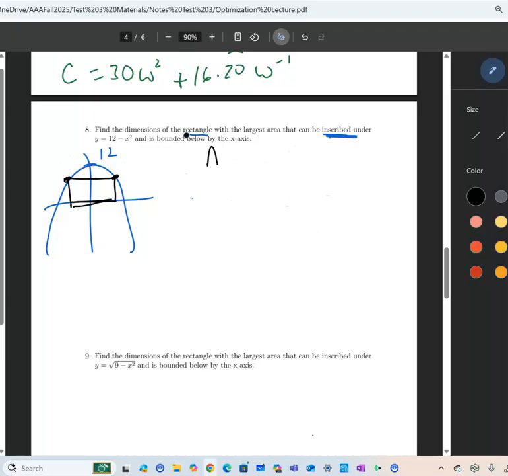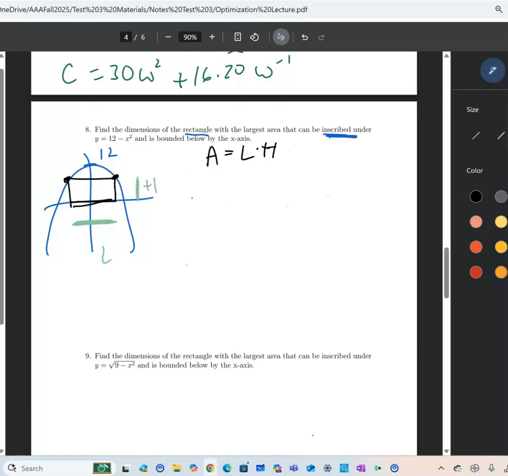So you know that the area of a rectangle is length times height, right? Or length times width, whatever you want to think of it. I'm just going to use height. So you know that the length of this will be this distance right here, right? And so I'll call that L. And then the height of it will be here.